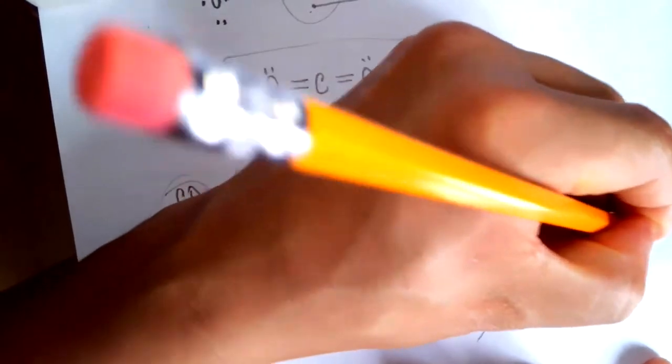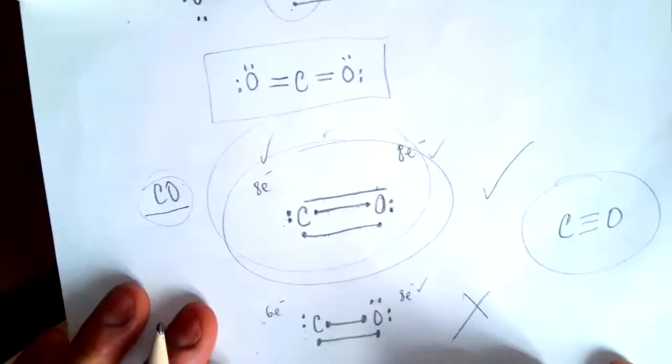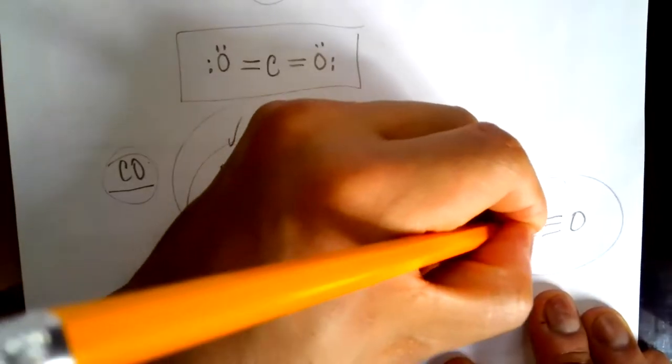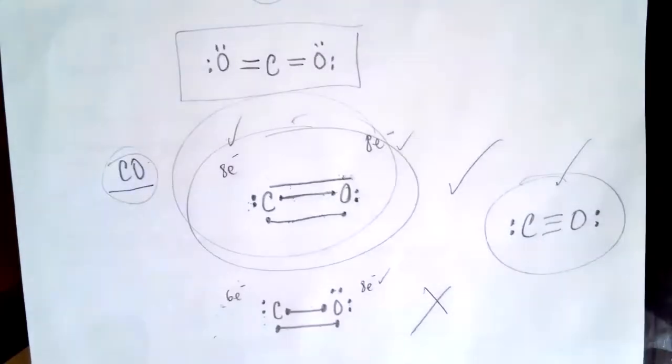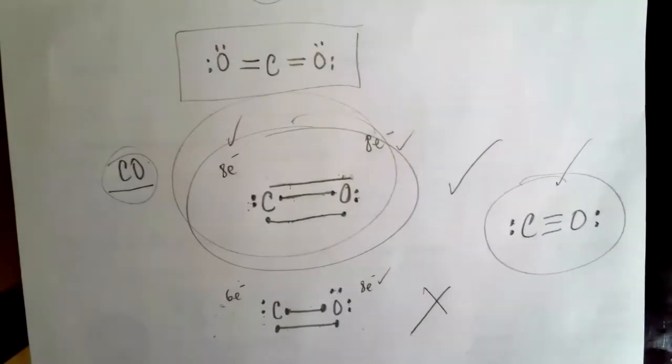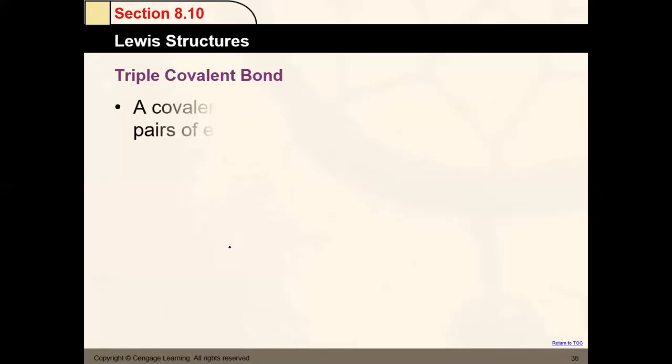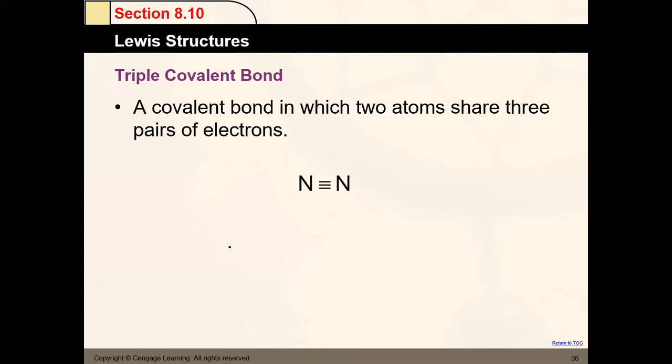So the electron configuration for the Lewis structure for carbon dioxide would be this triple bond, triple covalent bond. Okay, so let's continue with the presentation. A triple covalent bond, yeah, nitrogen, that's the easiest. Yeah, that's very simple.